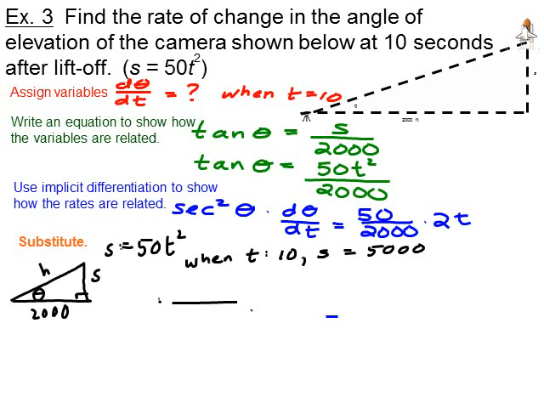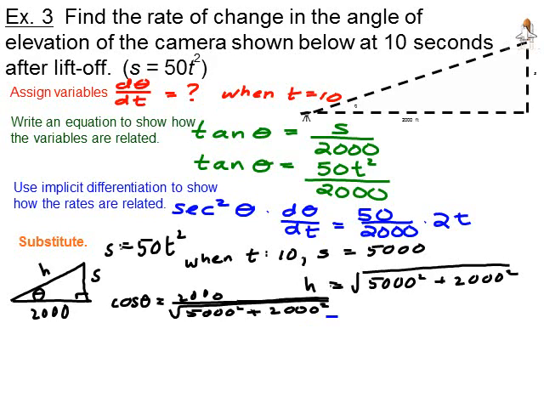Since s equals 50t squared, then s is 5,000 when t is 10. Let's use the right triangle to find a value to substitute for theta. By the Pythagorean theorem, the hypotenuse equals the square root of 5,000 squared plus 2,000 squared. We don't really need to find theta. Instead, we can use the triangle to find a value for secant theta.